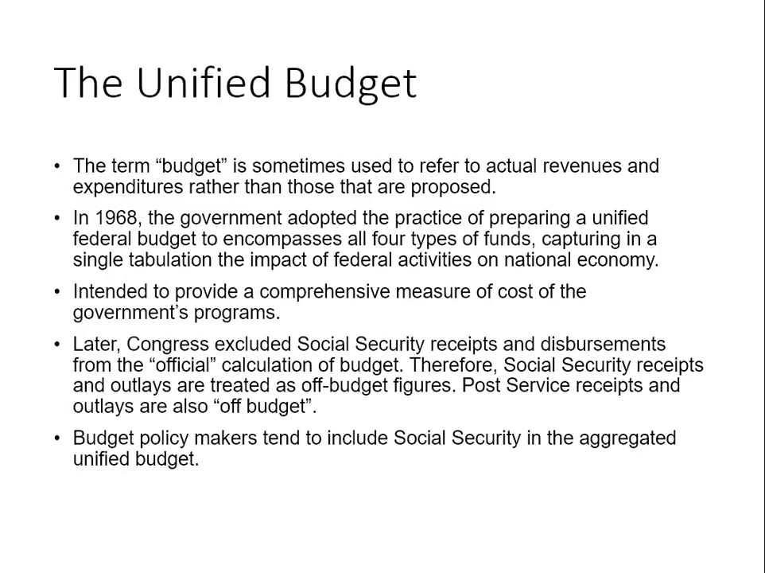The unified budget. The term budget is sometimes used to refer to actual revenues and expenditures rather than those that are proposed. In 1968, the government adopted the practice of preparing a unified federal budget to encompass all four types of funds, capturing in a single tabulation the impact of federal activities on the national economy. It is intended to provide a comprehensive measure of the cost of the government's programs.